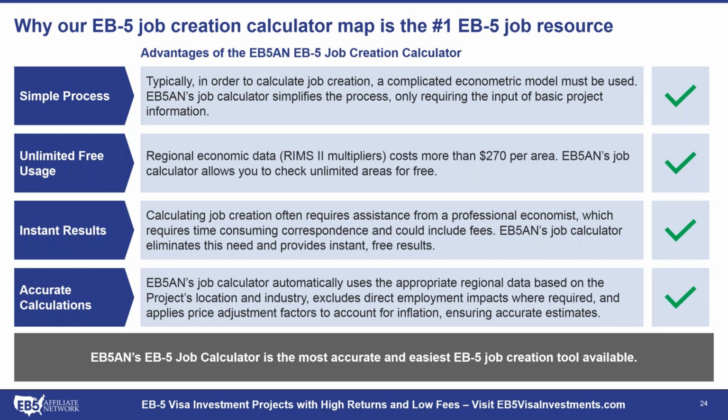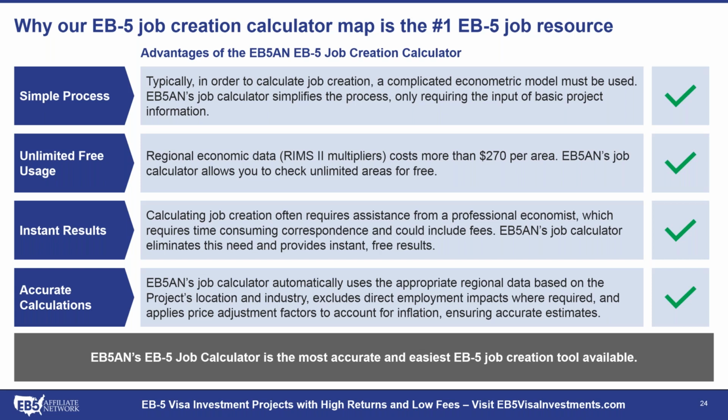Second, our calculator uses RIMS2 multipliers, which costs about $270 per geographic area. As I mentioned earlier, we've done hundreds of economic studies around the country, so we have a lot of this data already internally, and we've combined all of that together and provided access to it in an organized approach for free. So instead of paying $270, waiting a few days, then figuring out how to do the math yourself, our calculator does it instantly and for free.